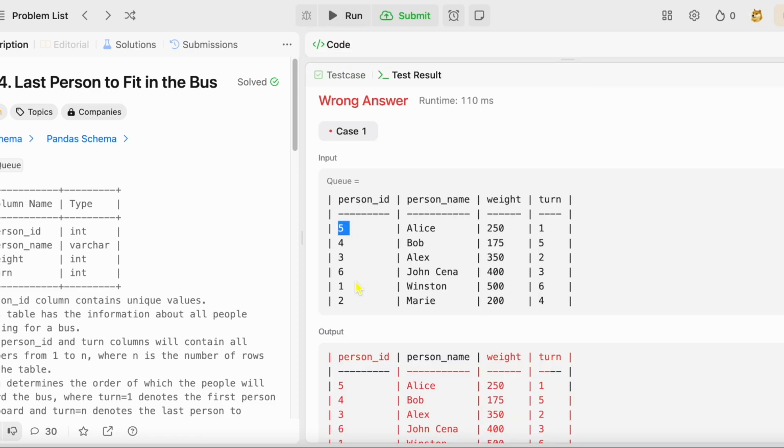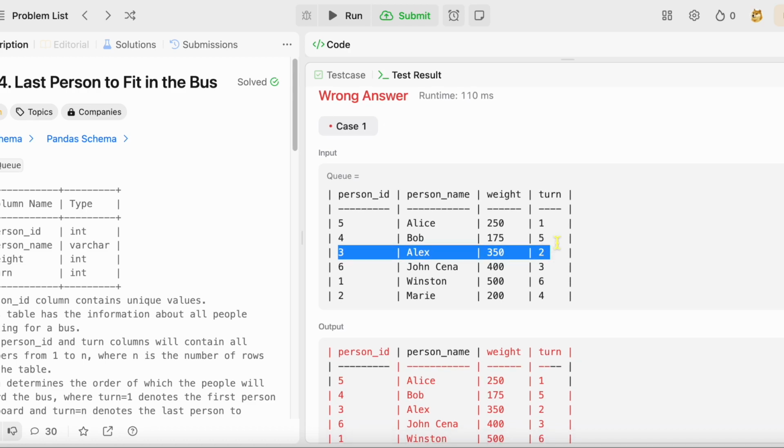So what we have to do here is, this is like a simulation of a bus where people get on the bus. The first person to get on the bus is at turn 1. The person has an ID of 5, and the person's weight is 250. This input table is not put in order by turn here. It doesn't seem to be in any particular order, so you have to look through this. So on turn 1 we got this person, then on the second turn we get this person, Alex, at 350.